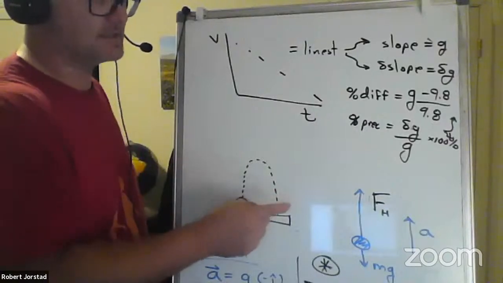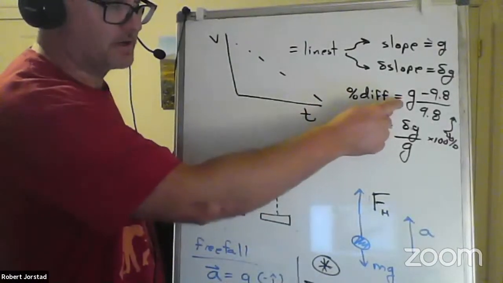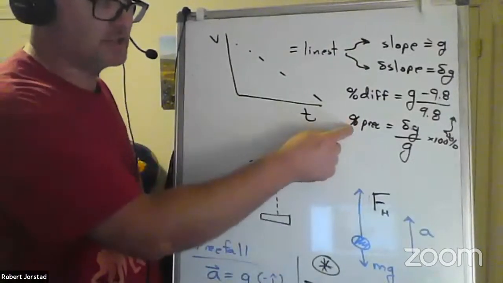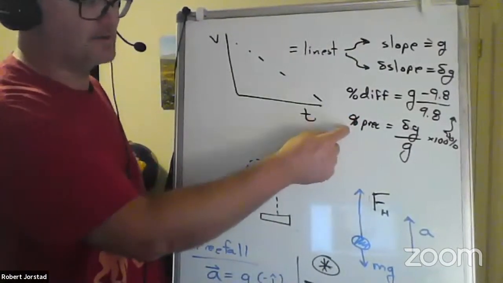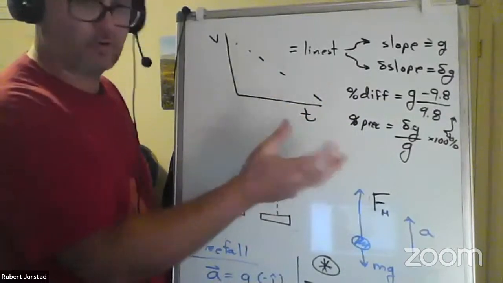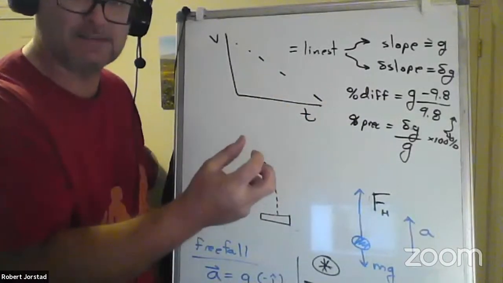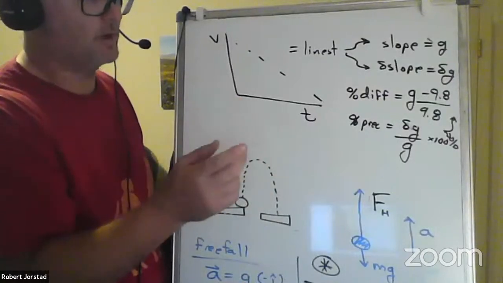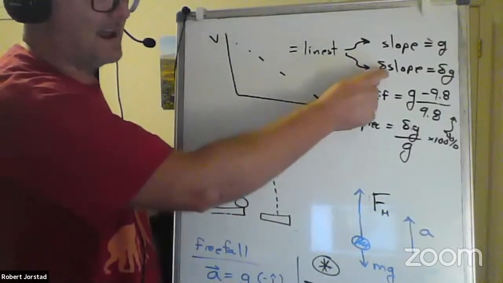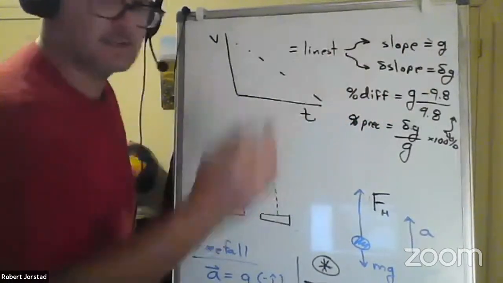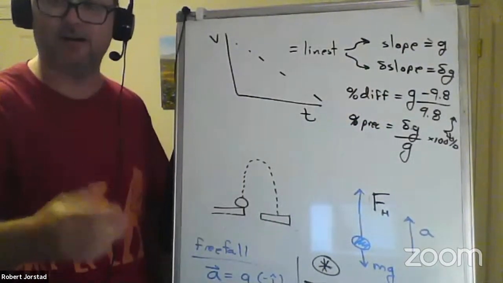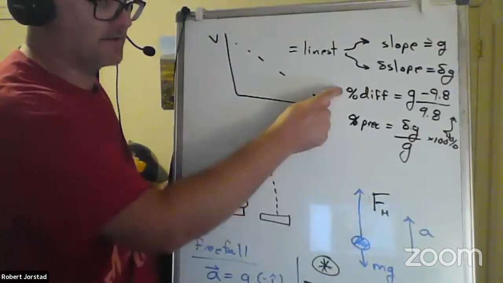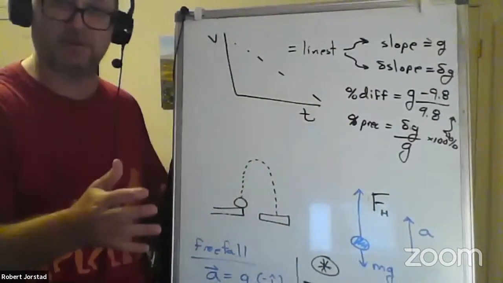Percent difference is how close your value from your experiment is to 9.8, the accepted value. Percent precision, or percent error, or percent uncertainty relates to how crappy you think your equipment was and how that relates to the quality of measurement. So one thing we could do here is get the error in the slope, and that is a statistical estimate of the error in your value of g. And so you could get a percent difference and a percent precision separately.